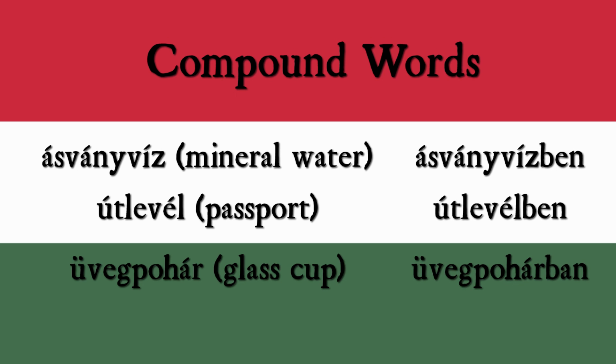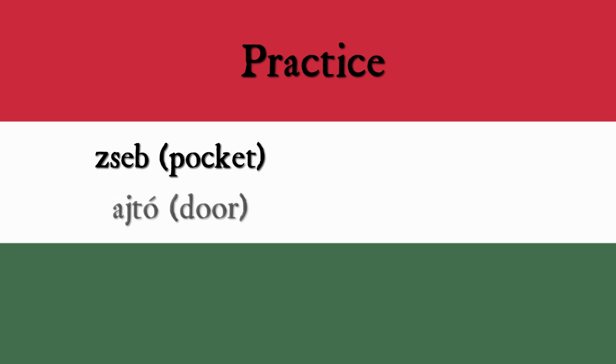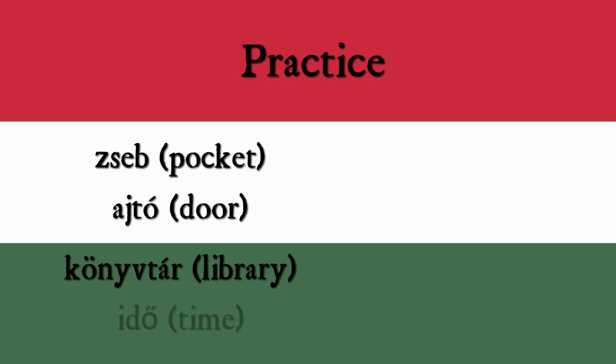I'm going to throw in a quick practice for you guys. I'm going to give you a couple of words, and you can try to give them the correct variation of the ban/ben suffix. Here we go. Your words are zseb, ajtó, könyvtár, and idő. I'll give you a chance to pause the video and think.